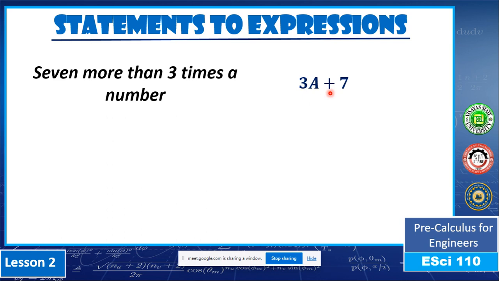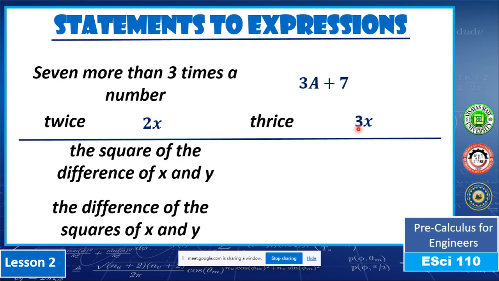And also don't forget these next two expressions, twice and thrice. When we say twice, it means we double the number, so 2x. And when we say thrice, we triple the number, so 3x. These are just the basic statements you can use, especially since there are some problems in math that use these words, twice and thrice.